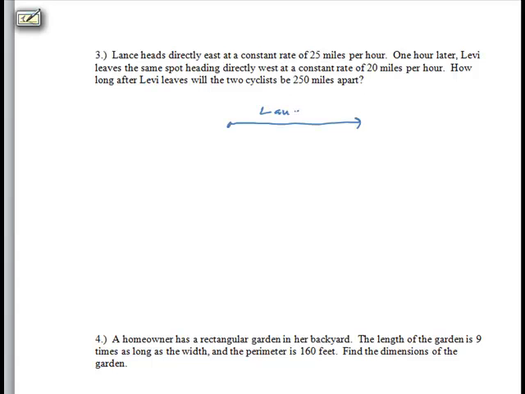The first person here, Lance, is biking east, so he's going to be biking at a certain rate for a certain amount of time. We'll travel a certain distance, so we use the distance formula for him. What we know about his trip is that he's going 25 miles per hour, so we can substitute the rate into his formula. Then we have another person, Levi, traveling west. So we're going to have to use a distance formula for him as well. What we know about him, first of all, is he's biking at only 20 miles per hour, and he leaves an hour later, so his time is going to be 1 hour less.